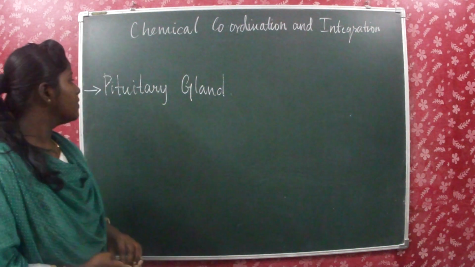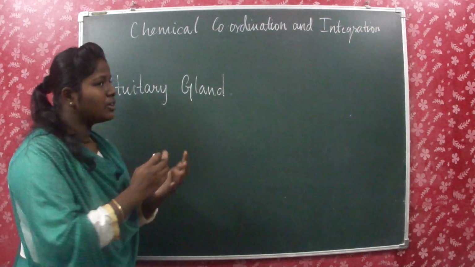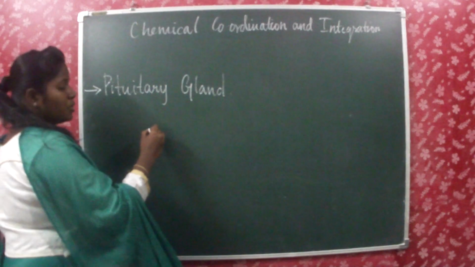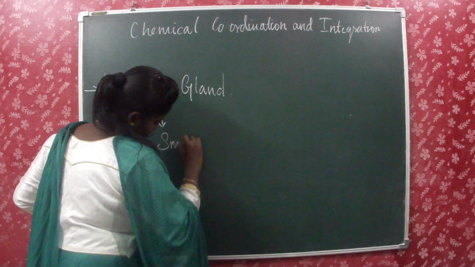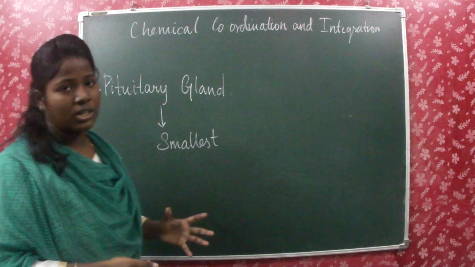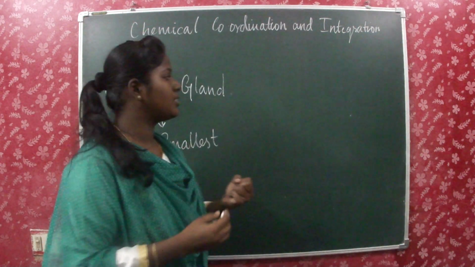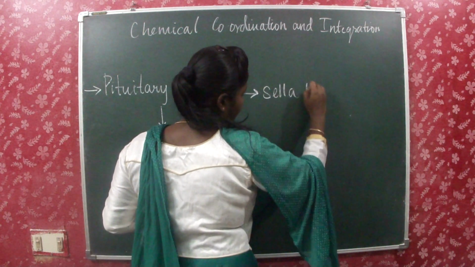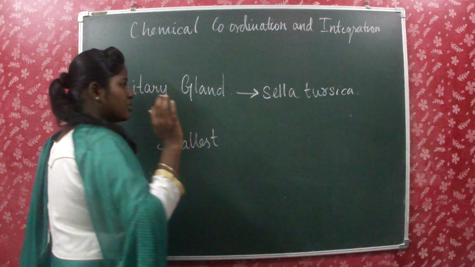The pituitary gland is a major part, and the speciality of this gland is that it is the smallest endocrine gland. Out of all the endocrine glands, the pituitary gland is the smallest one. Its location is in a bony cavity called sella turcica. So this is the location of it.